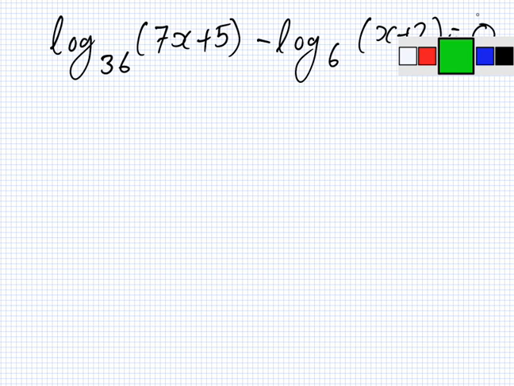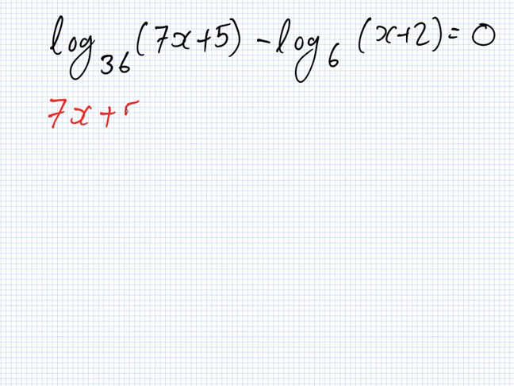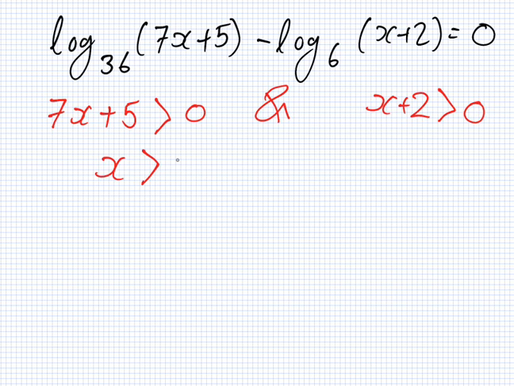But before I start, I should always write down for what values of x my logs are defined. Firstly, I must have 7x plus 5 bigger than 0, and x plus 2 must be bigger than 0 as well. This means x must be bigger than minus 5 over 7, and x must be bigger than minus 2.